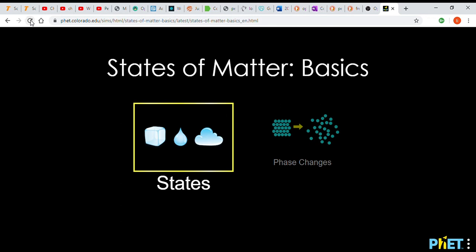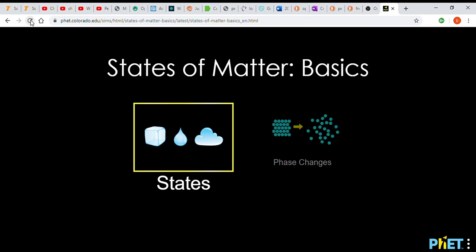So this is for Science 10. Nope, Science 8. Getting you guys wrong. But this is for Science 8. We're taking a look at the states of matter. This is the PhET, phet.colorado.edu. This was the simulation that I had sent out on Friday for you guys to take a look at.